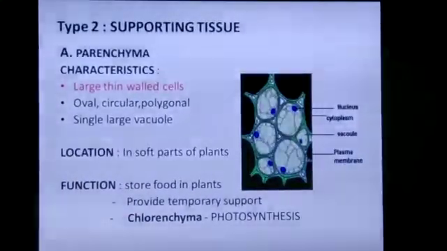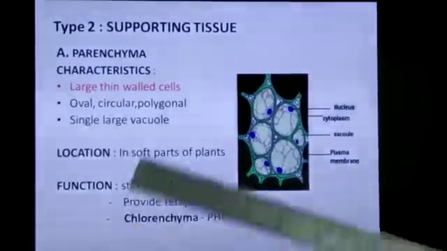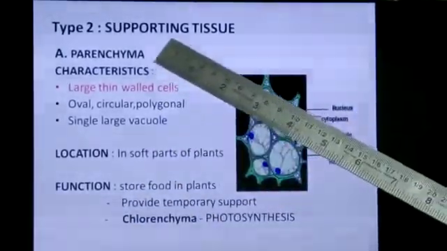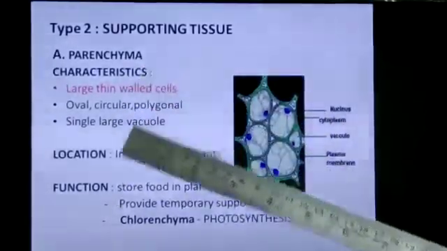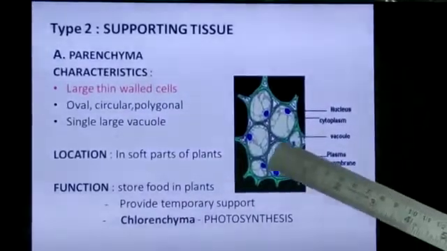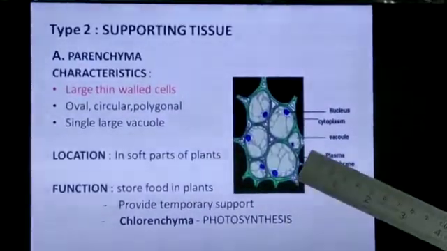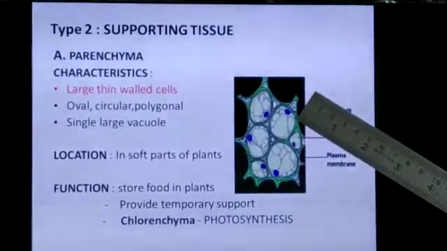We move to the next type of permanent tissue, that is supporting tissue. Supporting tissue gives support to the various plant parts. It is of 3 types. The first type is parenchyma. These are characterized by large, thin-walled cells. They are oval, circular, polygonal. They have single large vacuole.